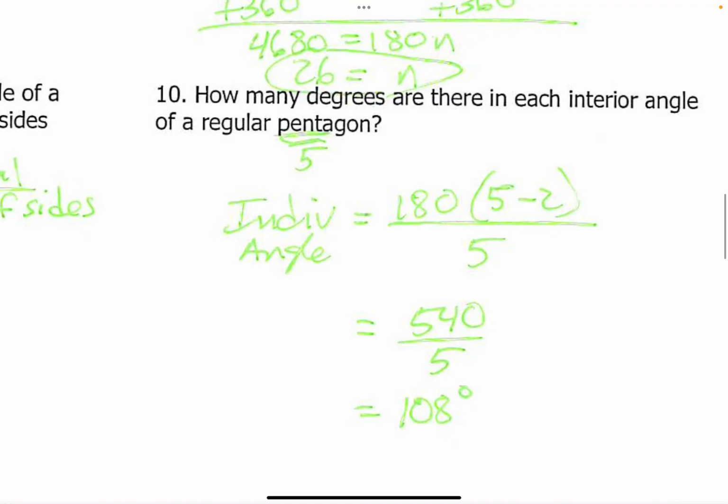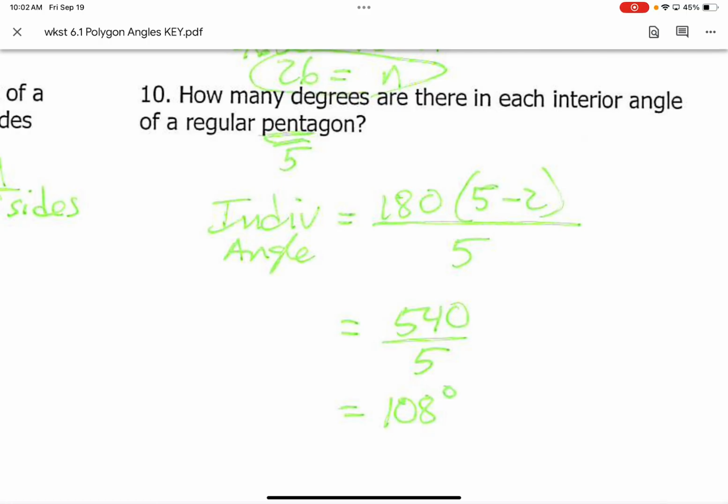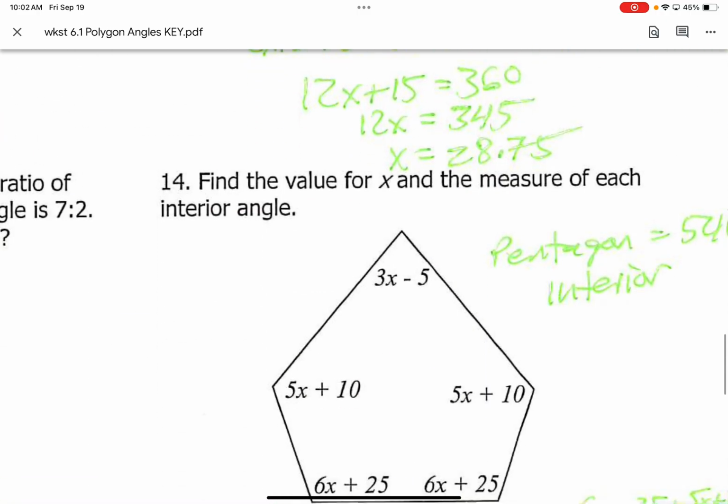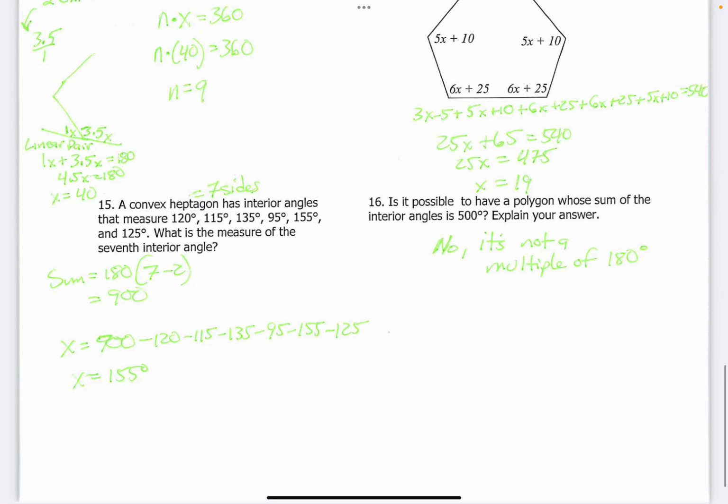Number 10. Now we're talking about each interior. So you do have to read those context clues. Each interior, and it says regular. That points you to equation 2. So plug in what you know, which is 5. A pentagon has 5 sides, and then you get 108. And then on the back, number 15. A septagon or heptagon is 7 sides. So all those things add up to 900, and then just subtract to get x.